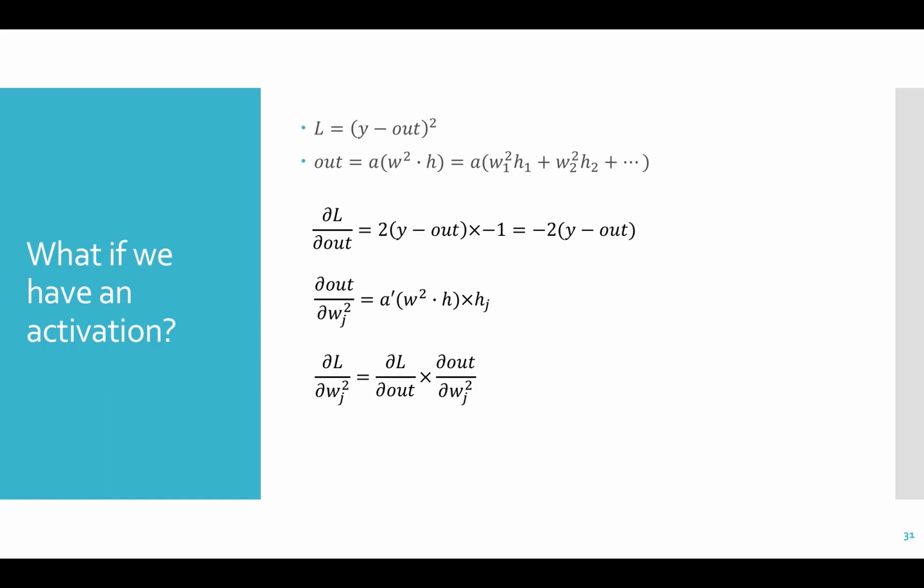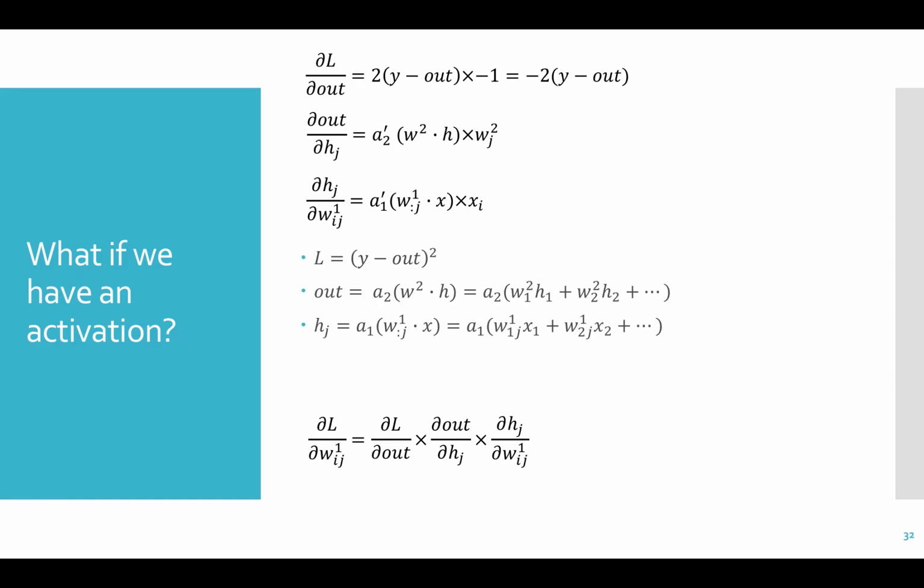Here we have an activation function A at the output layer, and all we do is change the partial derivative of the output with respect to the second layer of weights, that is, d out d w2 sub j. We see that A prime here is multiplied by h sub j. The derivative of the outside is multiplied by the derivative of the inside.